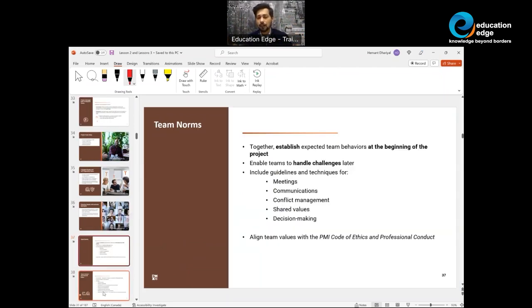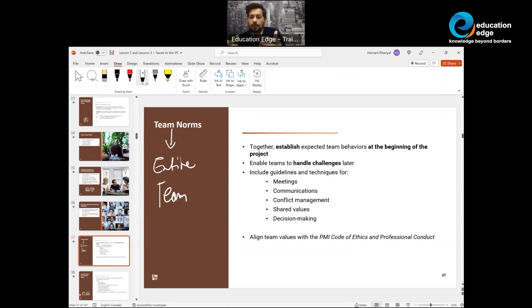Team norms and team charter. Team norms are expected behaviors of the team. Who should build team norms? The entire team together establishes the norms. Entire team. In the exam, there will be a question with a wrong choice, such as the PM. No, it is the entire team. They collaborate and put together the team norms.